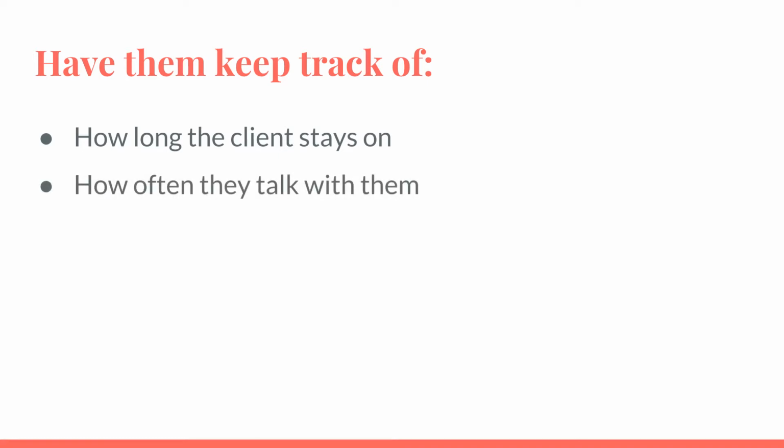Some things that we had our account managers do to help us see if they were doing a good job, and so that we could keep track of them, was to track one, how long the client stayed on, so how many months they were working with us. Two, how often they talked with those clients, so we could see if there was a correlation. Sometimes we saw clients that stayed on with us for a long time. We had more conversations with them, so it's something we could duplicate for other clients if that's what's working.